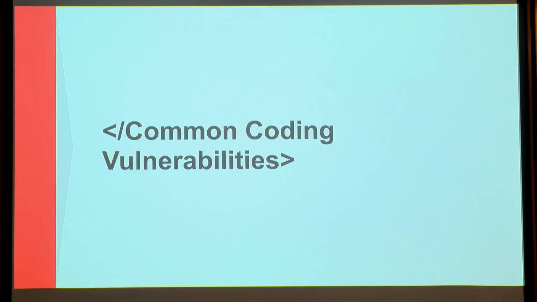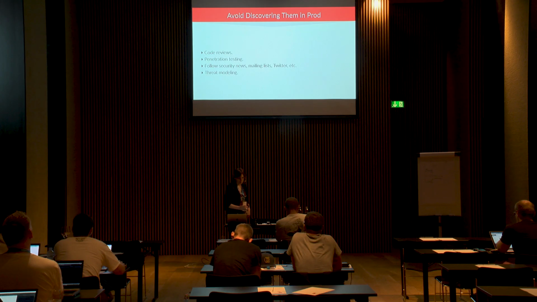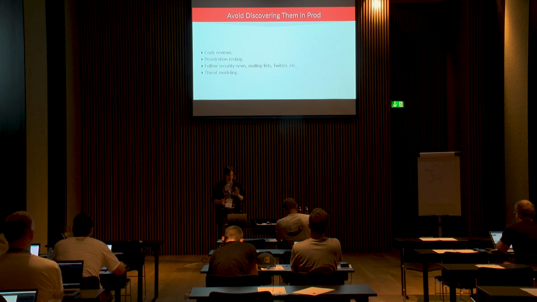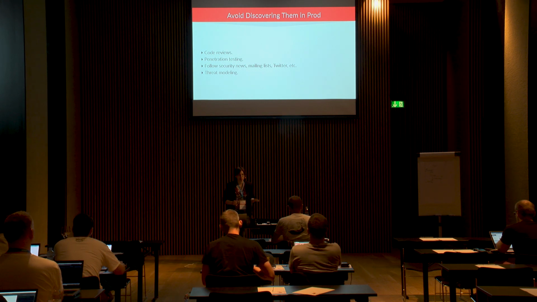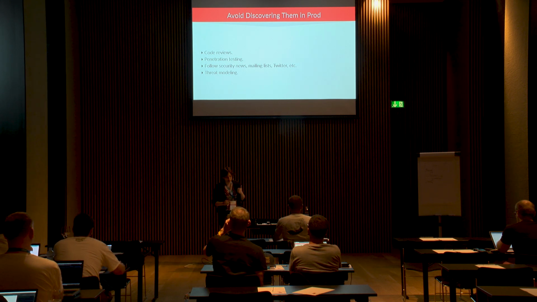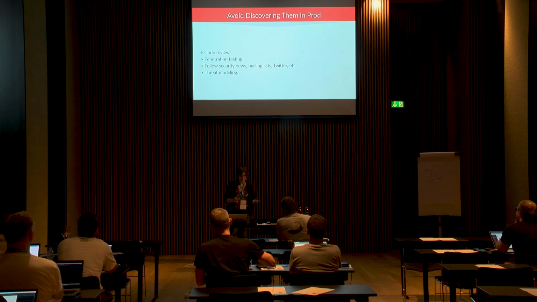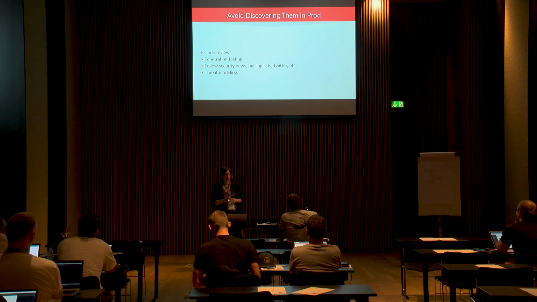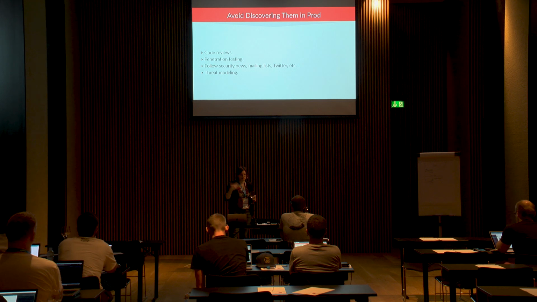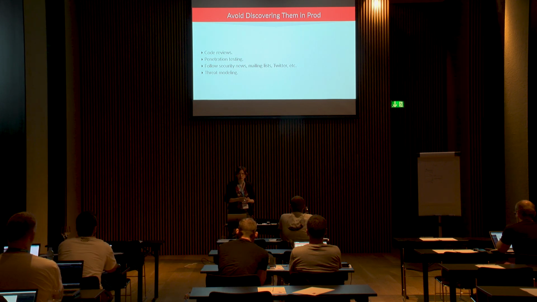So that's it for the common coding vulnerabilities. And now we're going to go to the next section. So regarding those vulnerabilities, what you want to do is avoid discovering them in production as much as possible, or catch them really early. So you do code reviews, penetration testing, and you can also follow security news, like mailing lists, some Twitter accounts. So just follow people in PHP security that, whenever something happens, they're going to tweet about it.